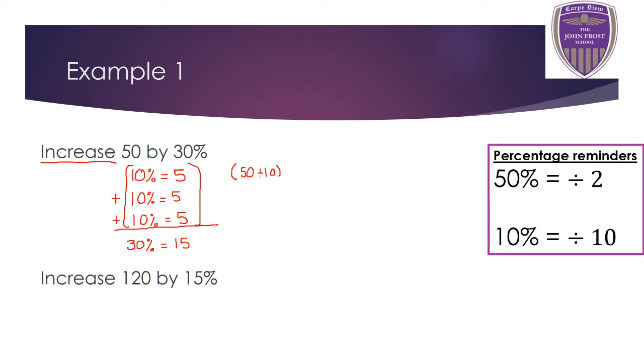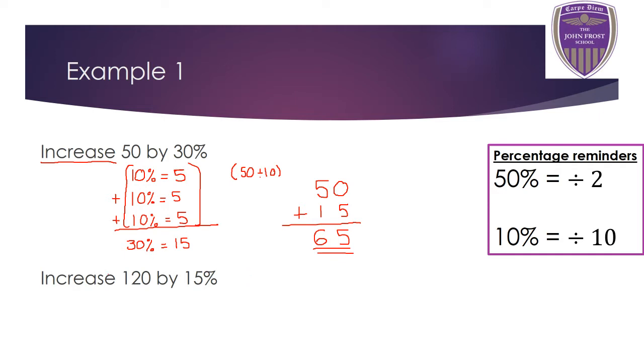Now, remember, we're increasing 50 by 30%. So to finally answer the question, we need to do 50 plus 15. Laid out in column method, 0 plus 5 is 5, 5 plus 1 is 6. So the final answer is 65.